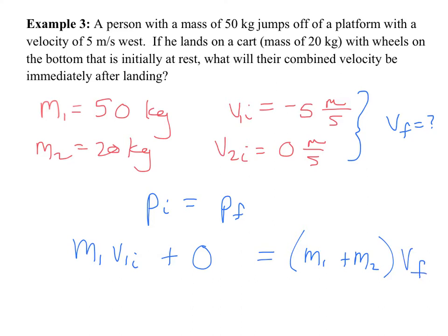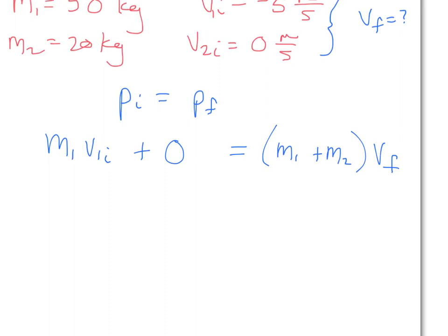Again, in this kind of a problem, the objects are linked together, or lumped, or coupled, or whatever word you want to use, but they're locked together as one mass. So the sum of those masses is right here. The velocity is what you're looking for, those two masses together. All right, so let's go ahead and solve for VF, algebraically or numerically. I'm going to divide by the quantity M1 plus M2, because that's my coefficient.